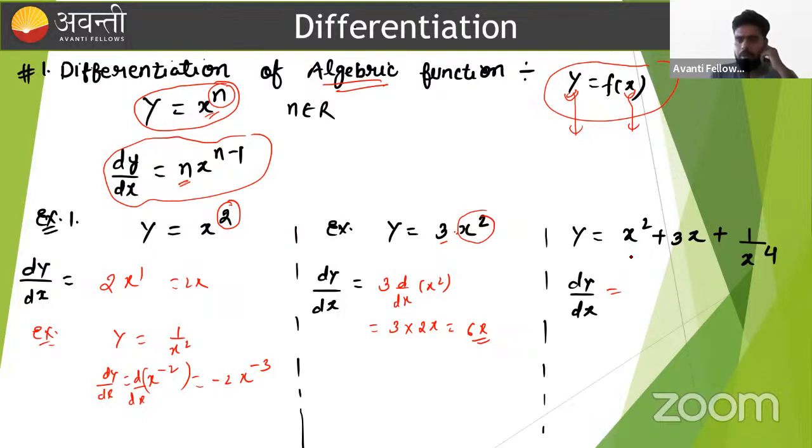Okay, tell me, come on guys, tell me the answer of this problem. Here, how many terms are present? 1, 2, 3. So we have to perform differentiation for all 3 terms. What is the differentiation of x square? 2x. What is the differentiation of 3x? This will become 3. What is the differentiation of x raised to power -4? If we raise it in the numerator, this will become -4 x raised to power -5. I hope this is clear to everyone. This is the procedure, and this is done for the algebraic function.